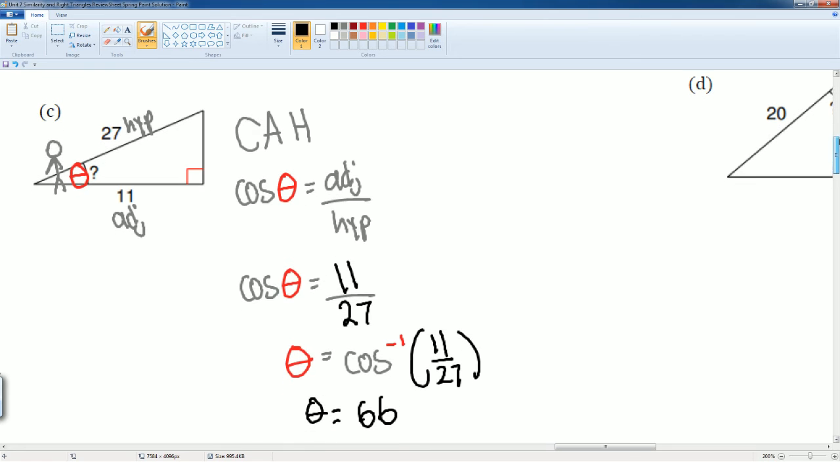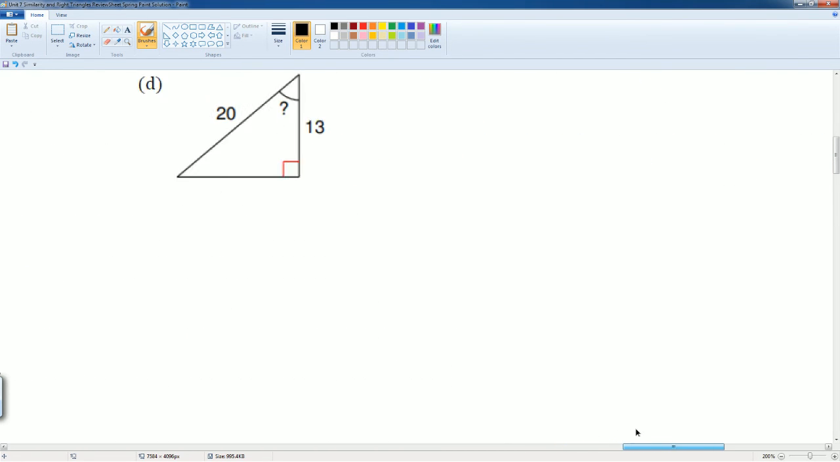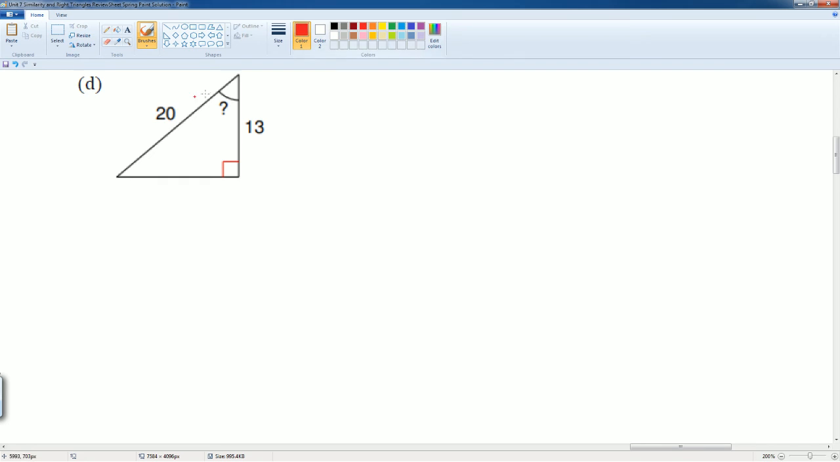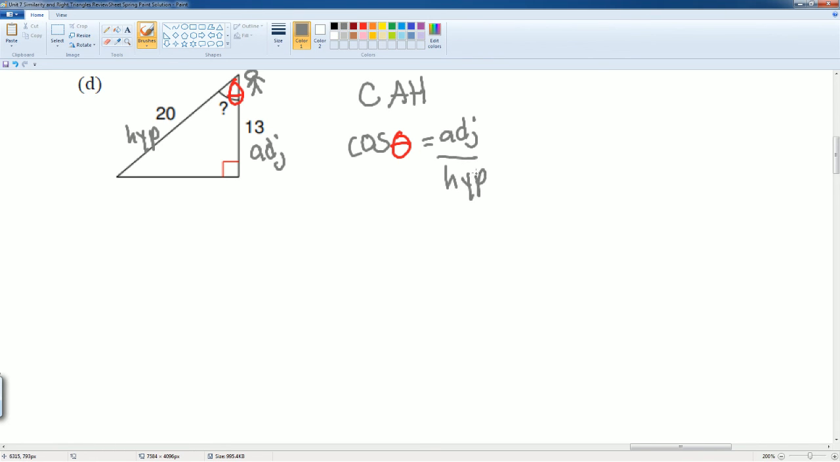Okay, all right. Let's do D. Here's the angle, which is now on top, but we do the same process. We draw our person here. 13 is your closest one, that's your adjacent. 20 is your hypo. So here, adjacent and hypo should still be cosine. So cosine of theta is going to be equal to 13, which is your adjacent. Let me just write that out. Adjacent divided by your hypo. I'm just writing it out so you can see all the steps.